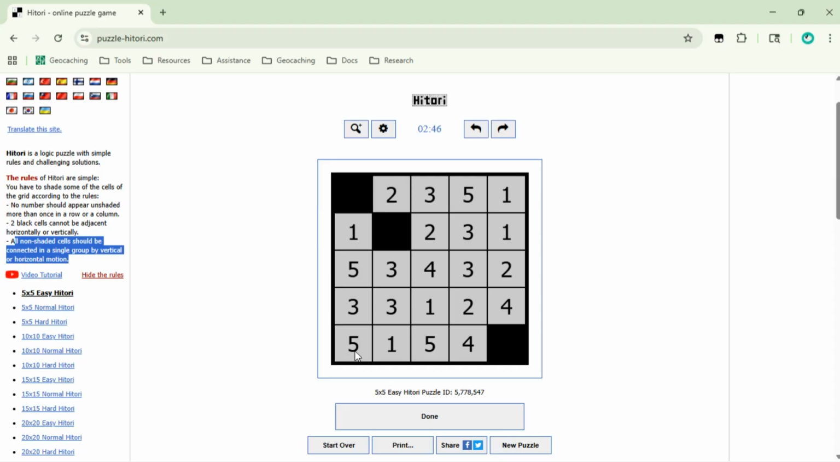Here, we still have a duplicate 5 to work with, which means that one of these 5s needs to be shaded. Well, if I shade this one, it will become an island. That's not allowed. So I have to shade this scenario.